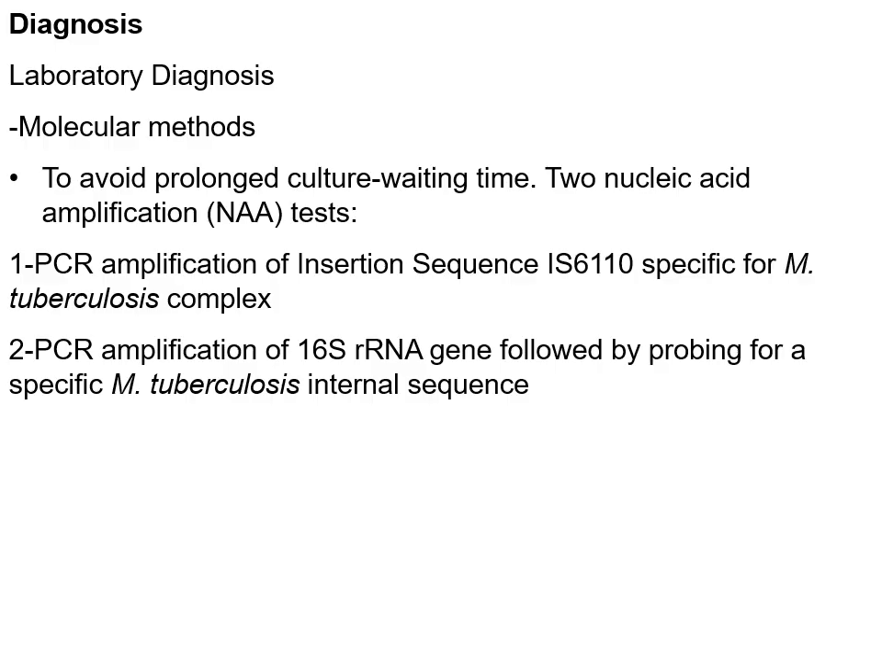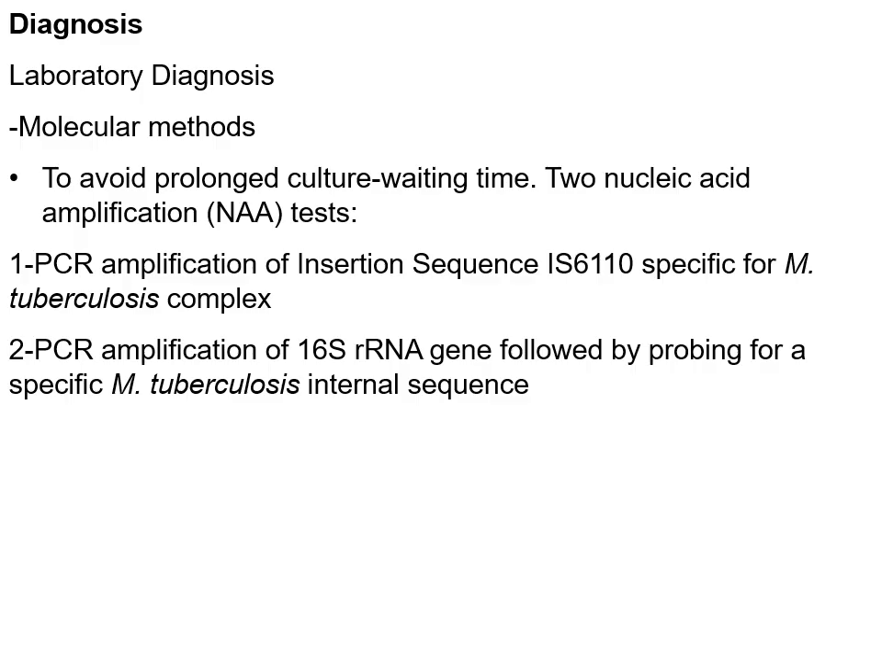Now, since culture takes a long period of time, of course, people have looked at nucleic acid amplification tests. These are molecular methods. NAA tests help you avoid prolonged culture waiting time. And so there are 2 assays to refer to. The first one is amplification of an insertion sequence that is specific for the Mycobacterium tuberculosis complex. So this is not just for Mycobacterium tuberculosis itself, but for the entire complex. That is including Mycobacterium africanum and Mycobacterium bovis.